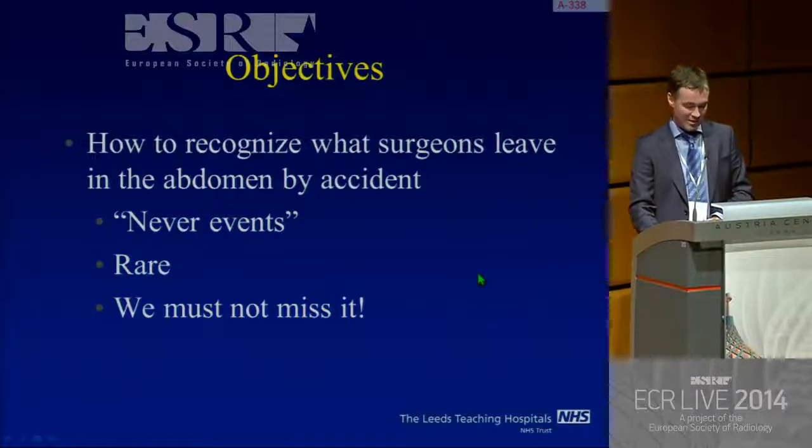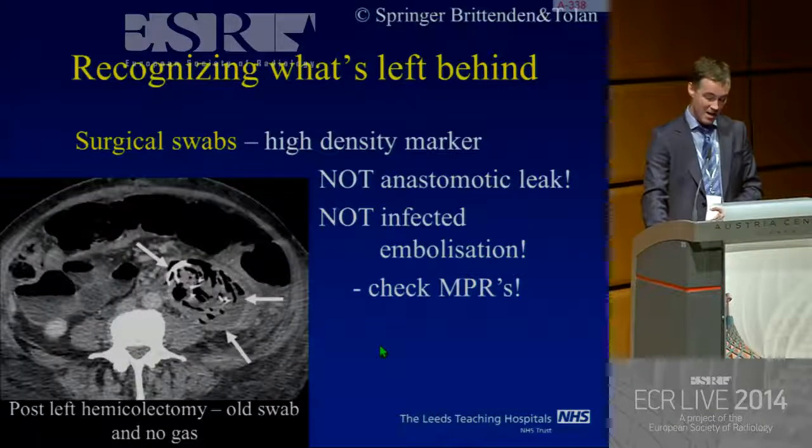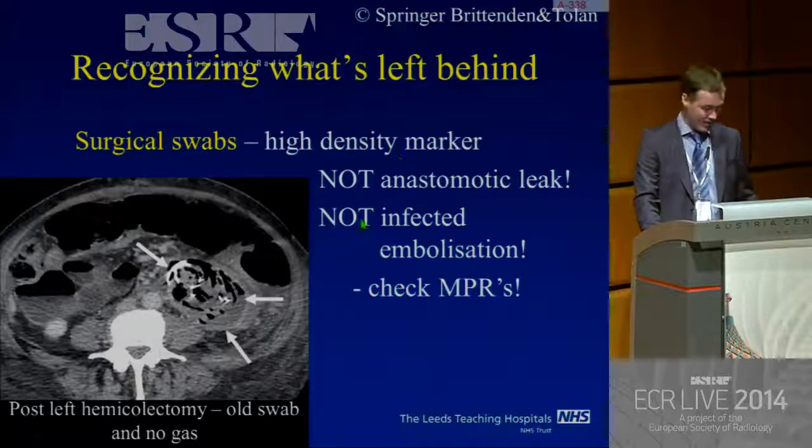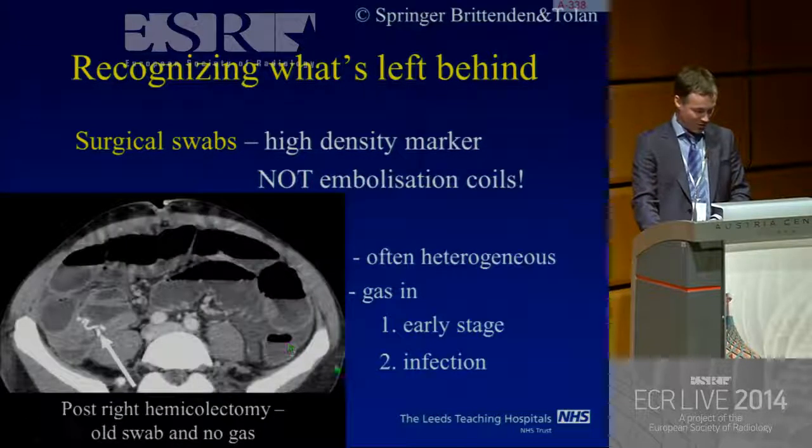So, how to recognise what surgeons leave behind by accident. These are never events. This should never happen, but it does happen sometimes, but they are rare. So look for the high-density marker that is in a surgical swab. This is not an anastomotic leak. This is not infected embolization coils. These are the markers related to a surgical swab.